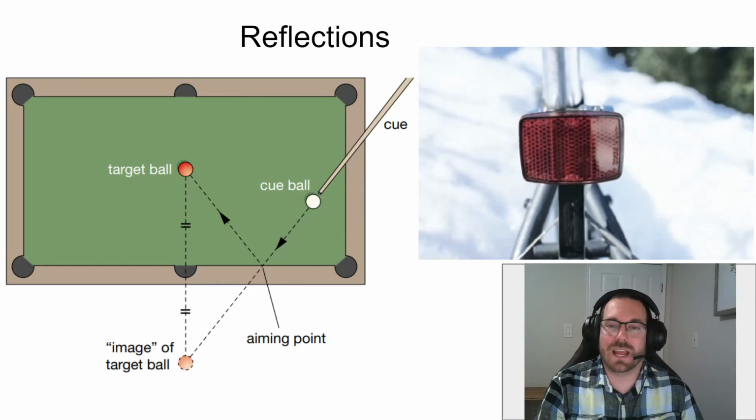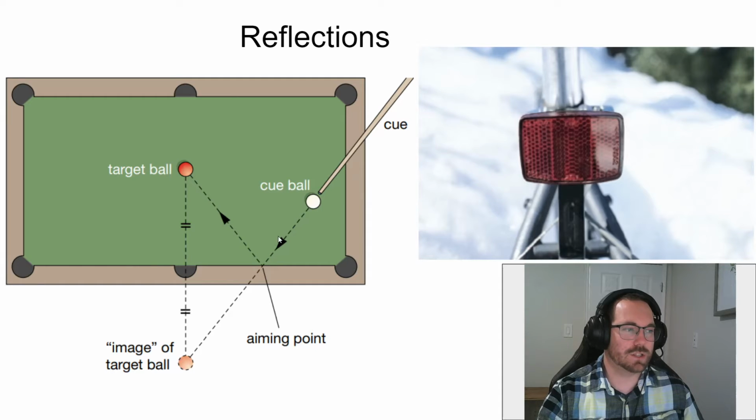To decide where to aim the cue ball against the cushion, the player chooses a spot that is the same distance behind the cushion as the target ball is in front of it. So for example, if you wanted to hit this target ball here, you want to basically think about a straight line as if there's an image of the ball here.